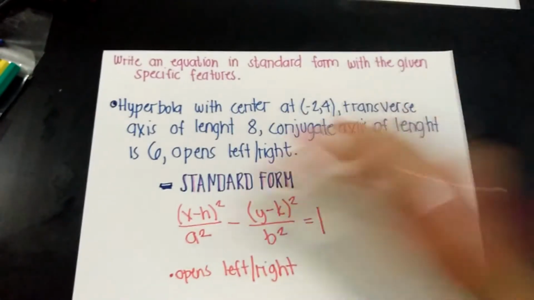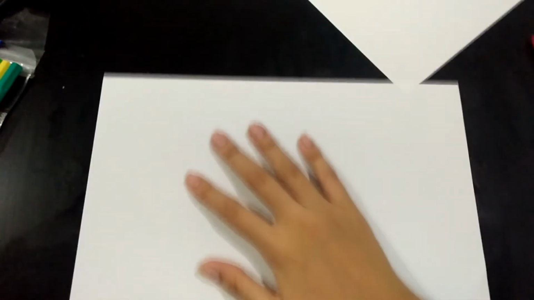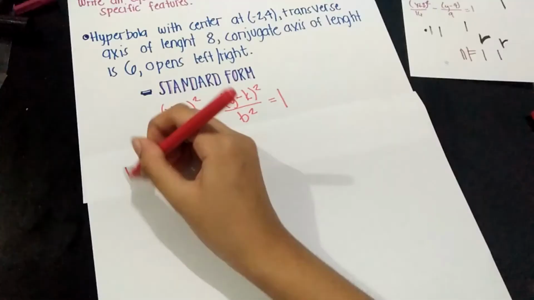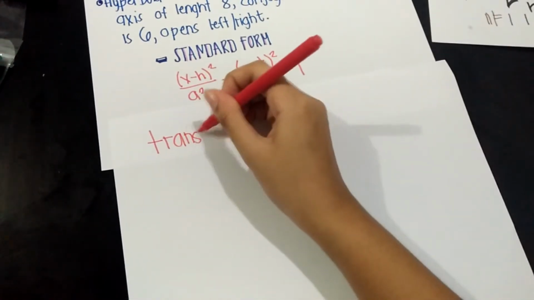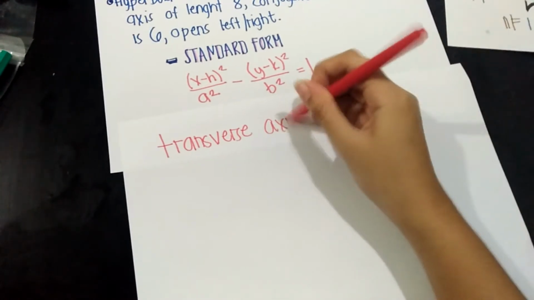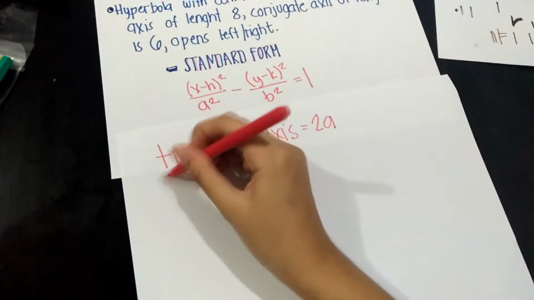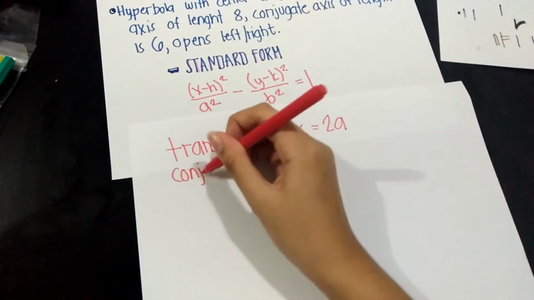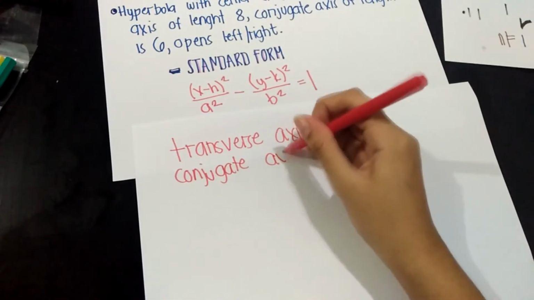First, we have to identify which is h and k. H and k are also defined as the center for all conics. In the problem, the center is -2 and 4, which means h is -2 and k is +4. Now, let's look back at the given. The transverse axis is defined as 2a, which is 8, and the conjugate axis as 2b, which is 6.